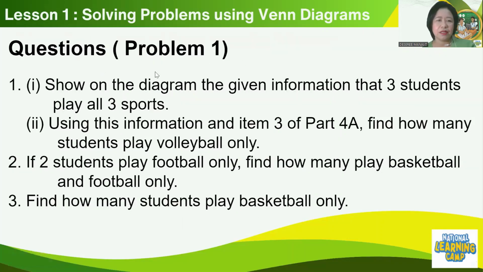Here are the questions. Number 1, I. Show on the diagram the given information that 3 students play all 3 sports. 1, 2, I. Using this information and item 3, part 4A, find how many students play volleyball only. Number 2, if 2 students play football only, find how many play basketball and football only. Number 3, find how many students play basketball only.